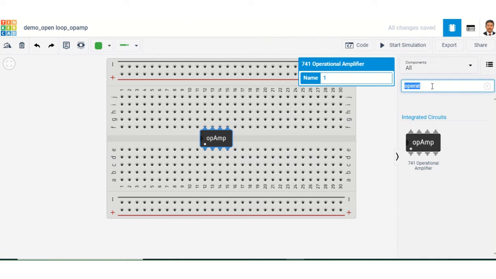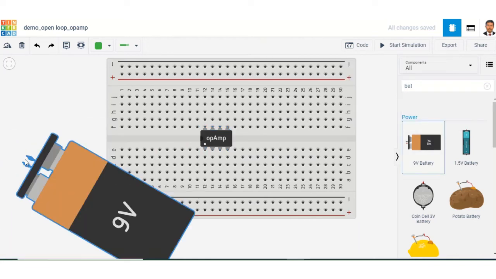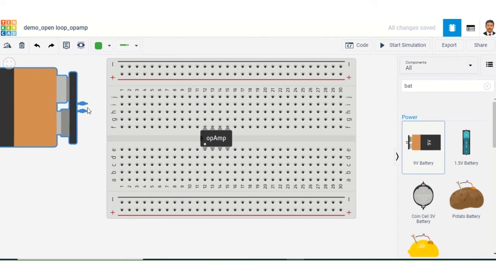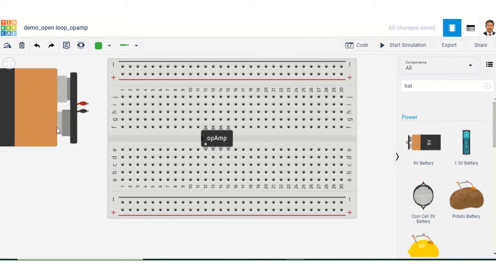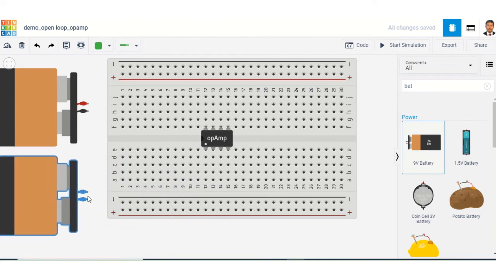Then we need a power supply, a bipolar power supply. For that, let me take a 9 volt battery. I'm going to rotate it in this direction, so that the red indicates the positive terminal and the black indicates the negative terminal. I'm going to take one more battery in order to make the bipolar power supply. Let me assemble the bipolar power supply.